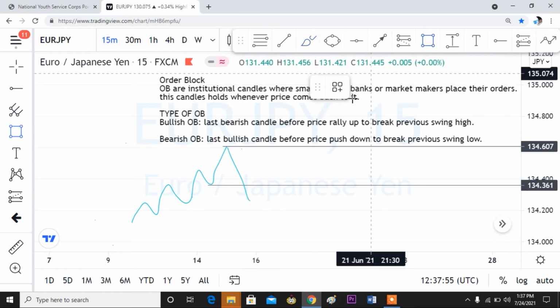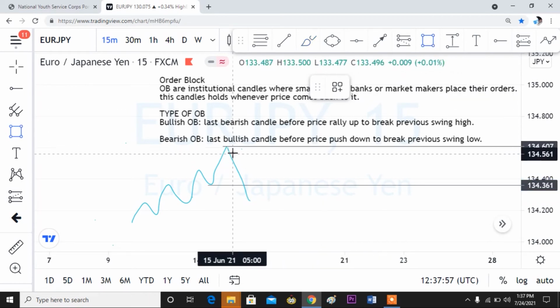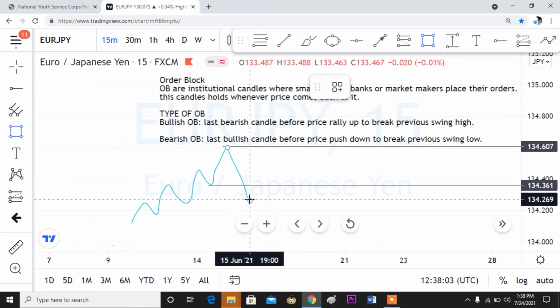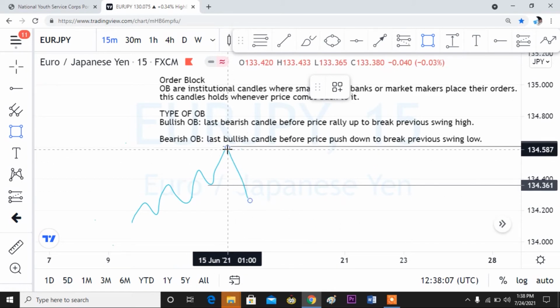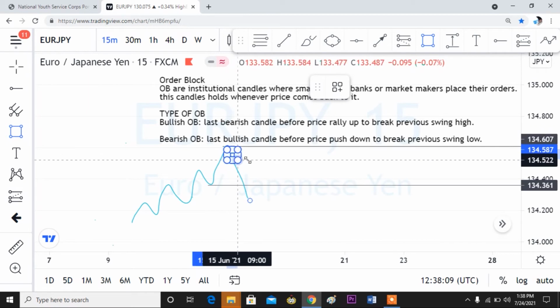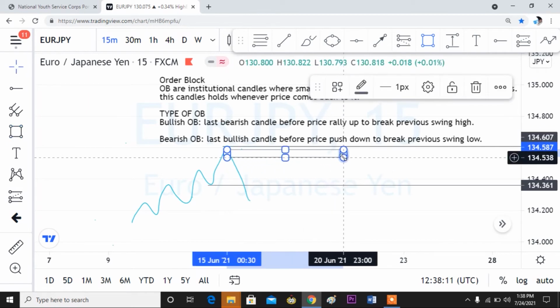So suppose this is the last bullish candle before the bearish move that breaks the previous market structure. We indicate it with the horizontal tool and mark it out in this fashion.